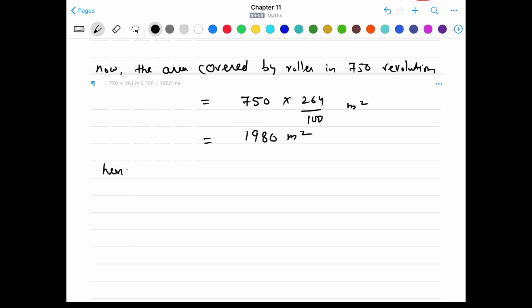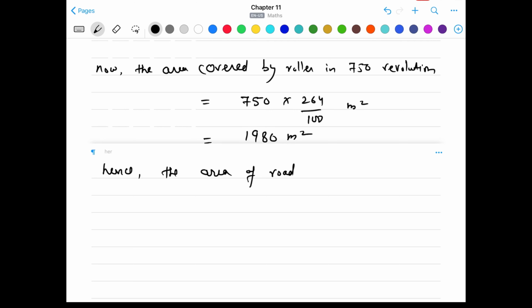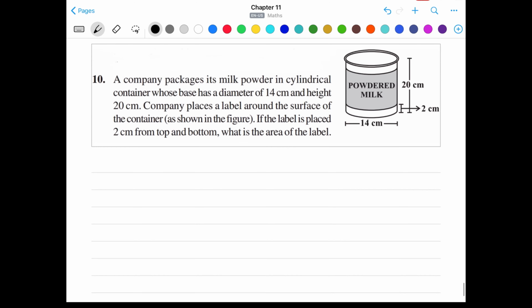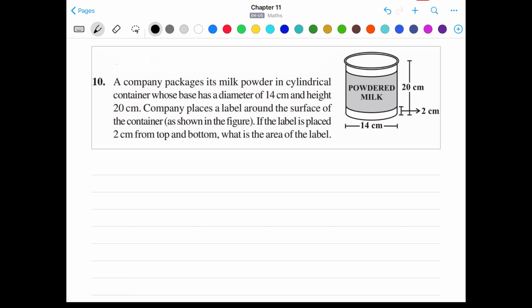So write, hence the area of road is 1980 meters square. So that's the answer of question number 9. Now let's move to question number 10, which is the last question of this exercise.